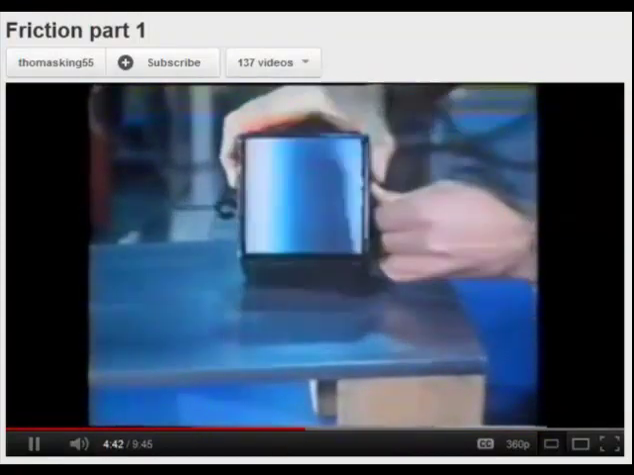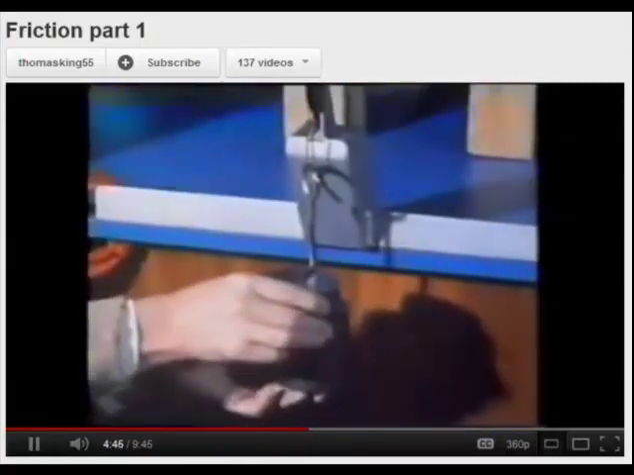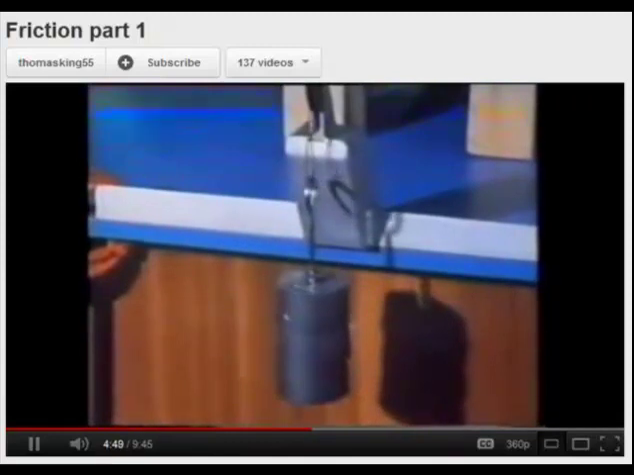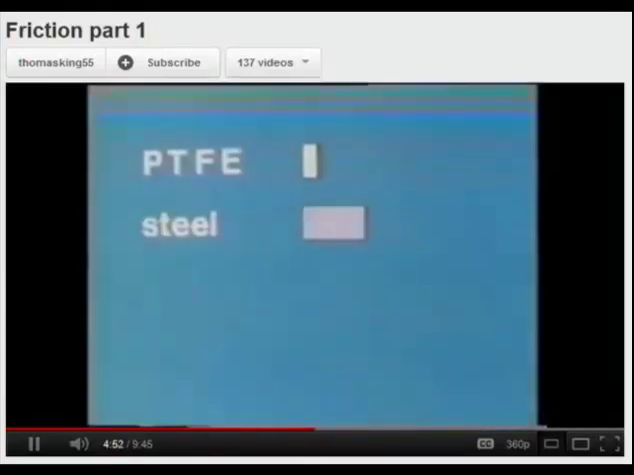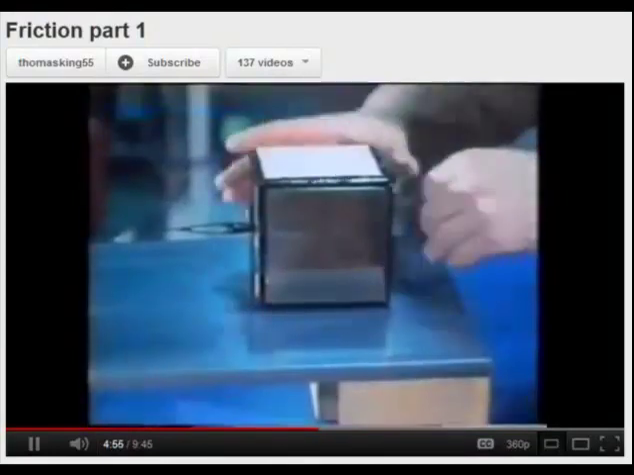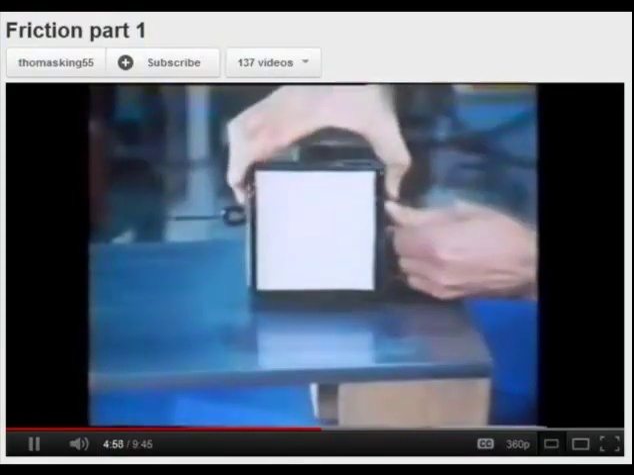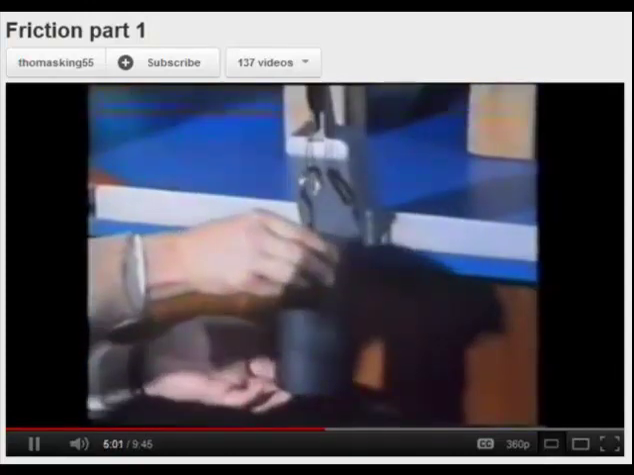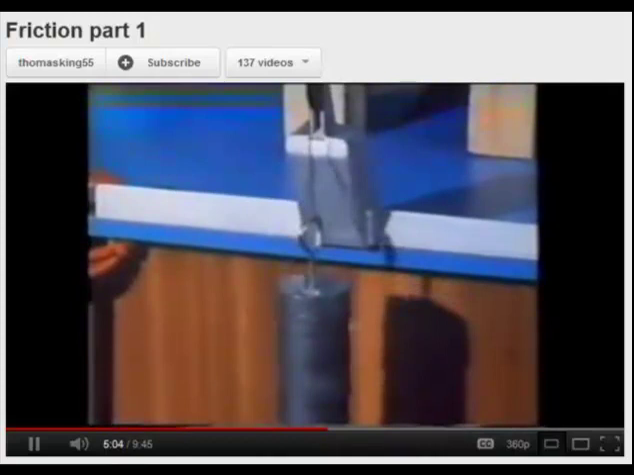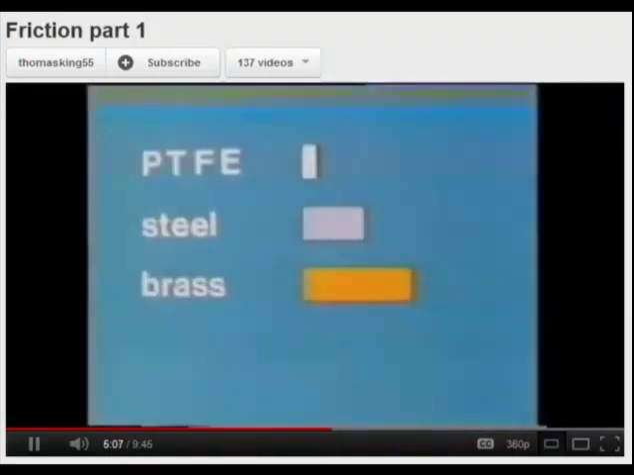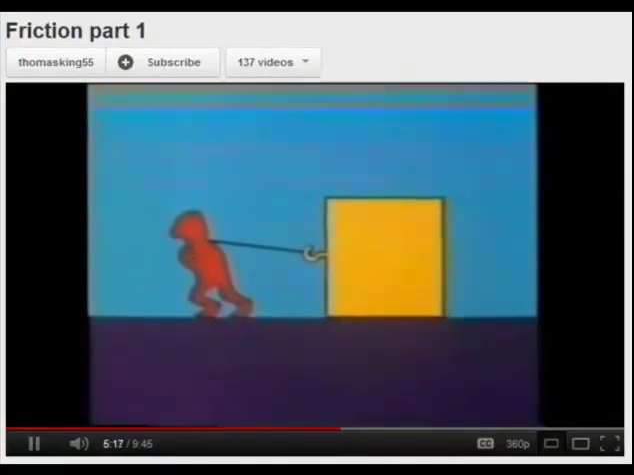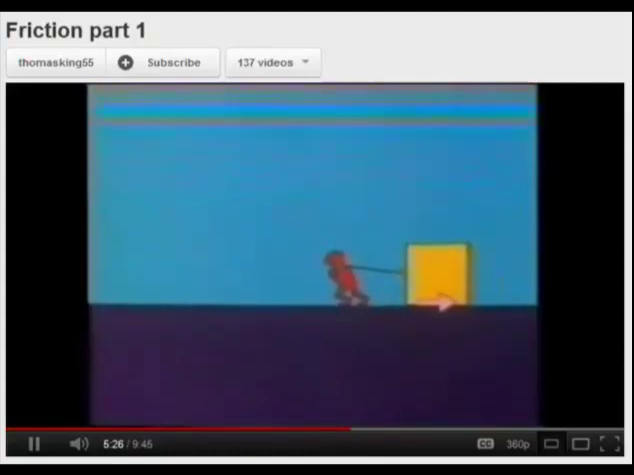Now brass. Even more friction. And lastly, copper. So friction depends on the types of material in contact. Whenever you try to move one surface over another, the force of friction will resist the motion. You have to apply enough effort to overcome that resistance.